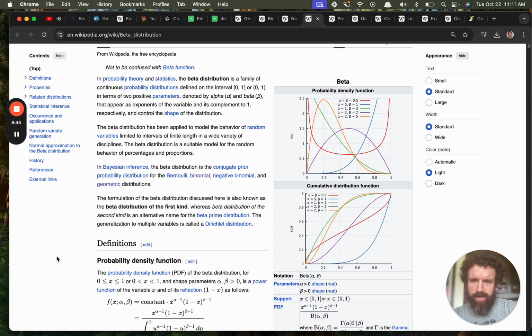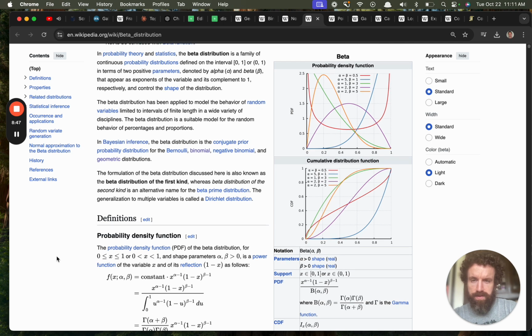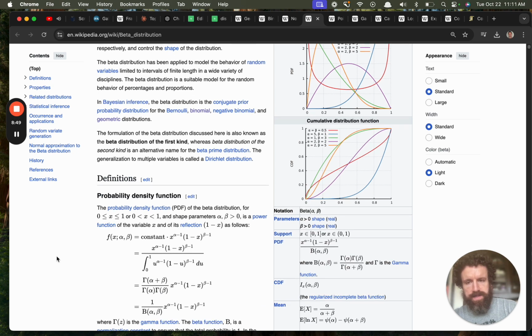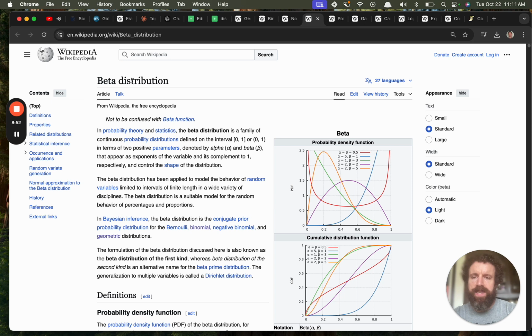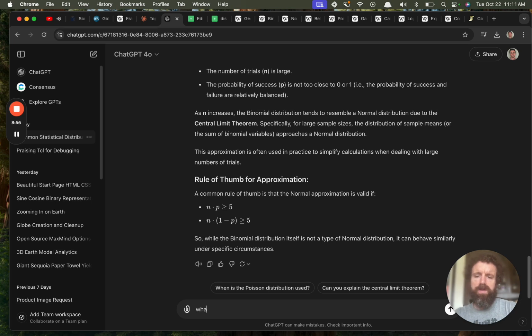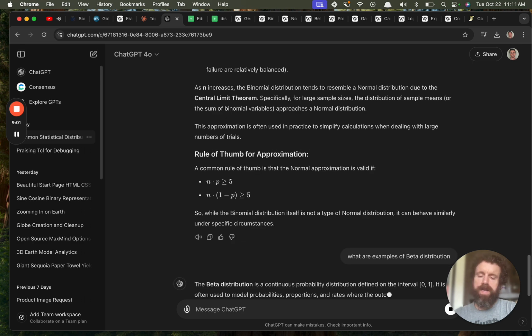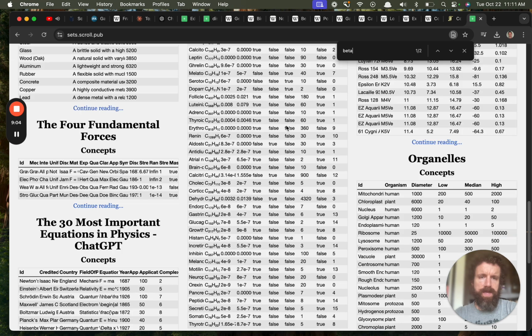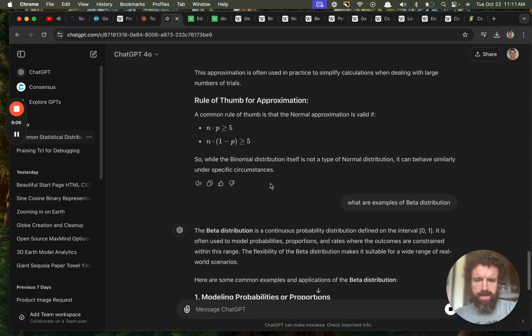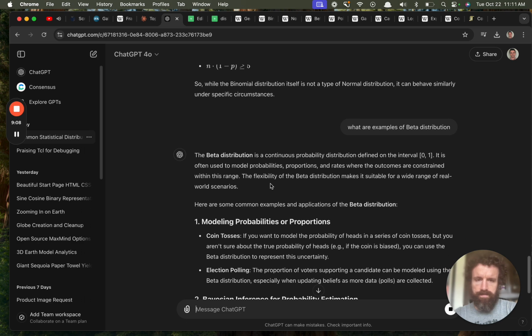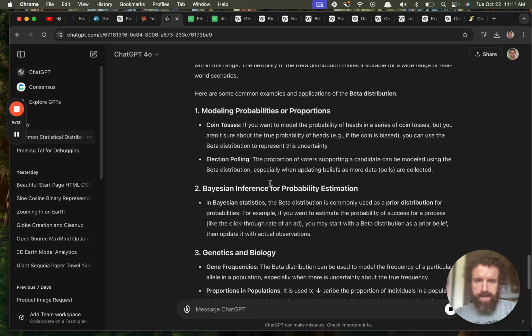Beta distribution, family of... Oh my goodness. What is the beta distribution? Give it to me in physics terms. What are examples of beta distribution? I think I might have actually done this before. Beta. No. Okay. If you want to model probability of heads, you're not sure the true probability of heads.